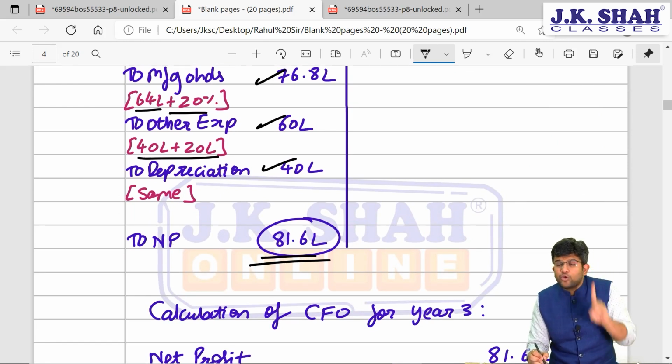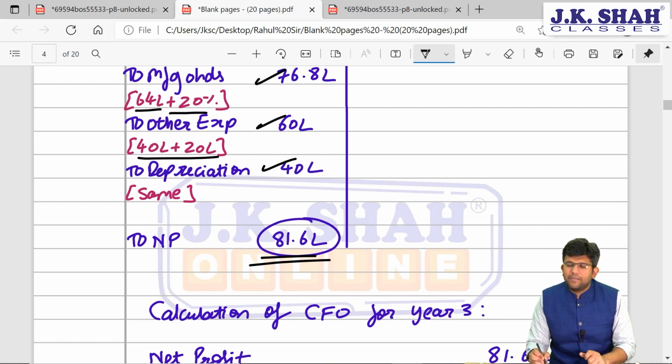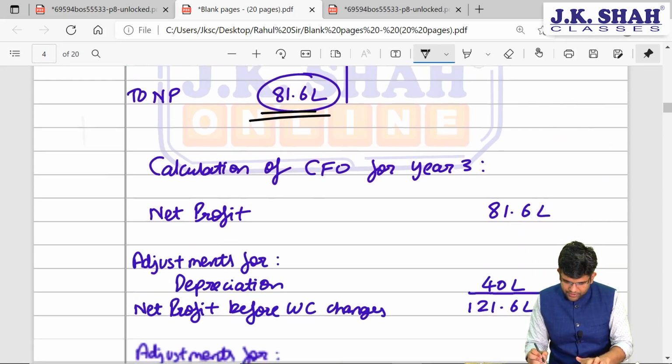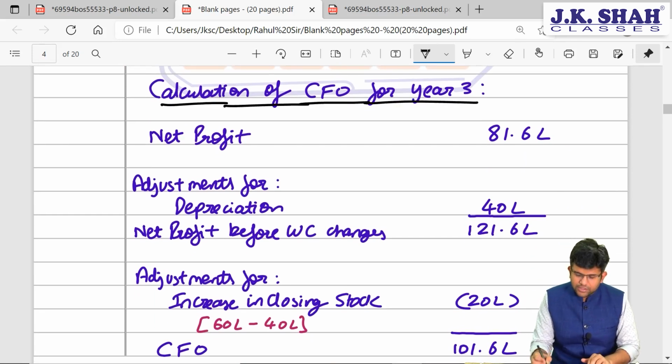Now this is the projected net profit for year 3. Let us now use the indirect method from the cash flow statement to find out the cash from operations. So I'll write down here: calculation of cash from operations for year 3. Do you remember this technique? Net profit, then adjustments for depreciation, etc.